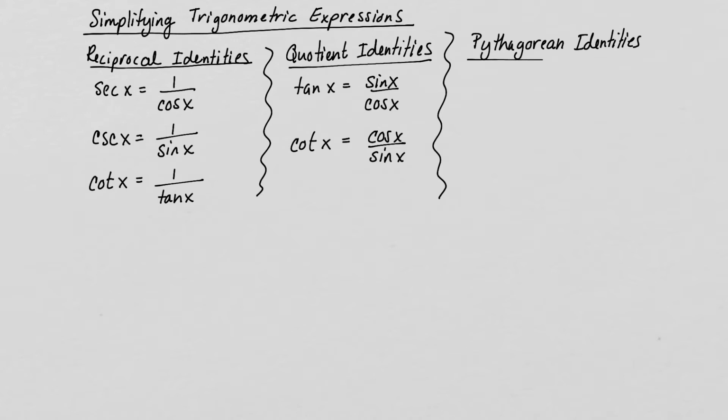And the Pythagorean identities, the first one says that sine squared theta plus cosine squared theta equals 1. And that's the main one that I remember. There are two other Pythagorean identities, and one of them you can get by taking the original equation, sine squared theta plus cosine squared theta equals 1, and dividing everything by sine squared.